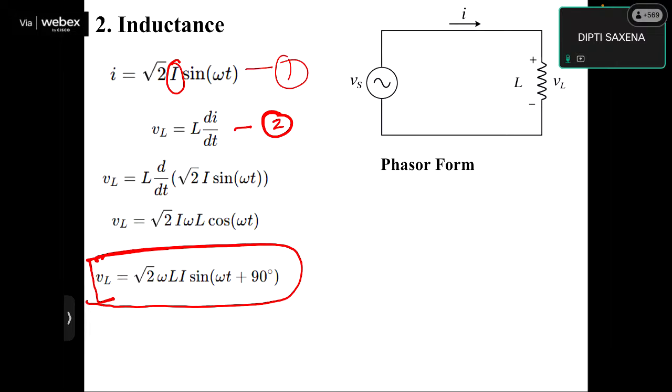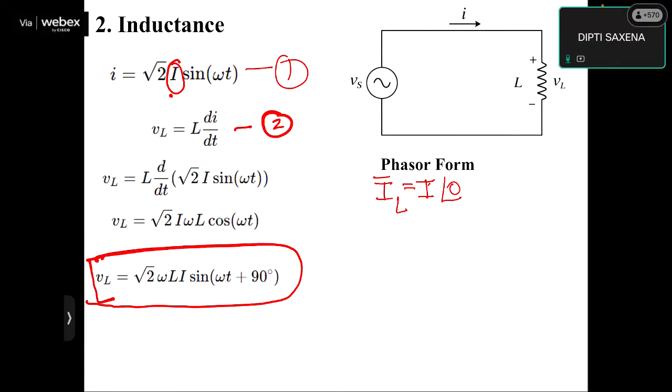Now let us write both the current through the inductor and the voltage across the inductor in phasor form. So phasor IL will have a magnitude. What is the magnitude of the phasor IL? It is equal to the RMS value of the current, which is I. What is the angle of this phasor? The angle is 0, since it is sin(ωt + 0). So I will write here 0.